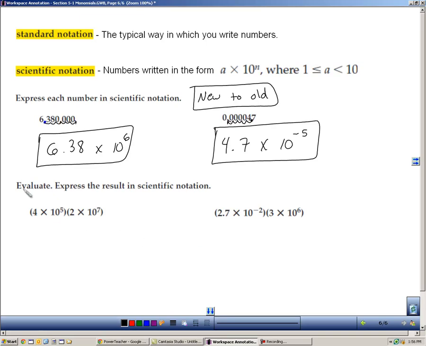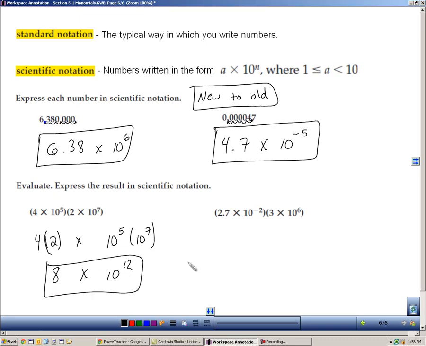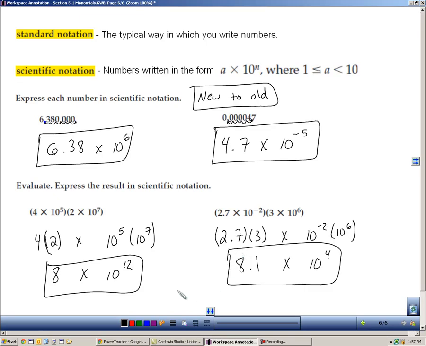If you're asked to evaluate expressions, like this one, you multiply the whole number separate and the tens separate. So 4 times 2 is 8, and when you multiply bases that are the same, you add the exponents. So this is what this number would look like after you multiply. Same thing over here. We don't have an example of division here, but if you divided them, you would divide the numeric part first and then divide the tens second.